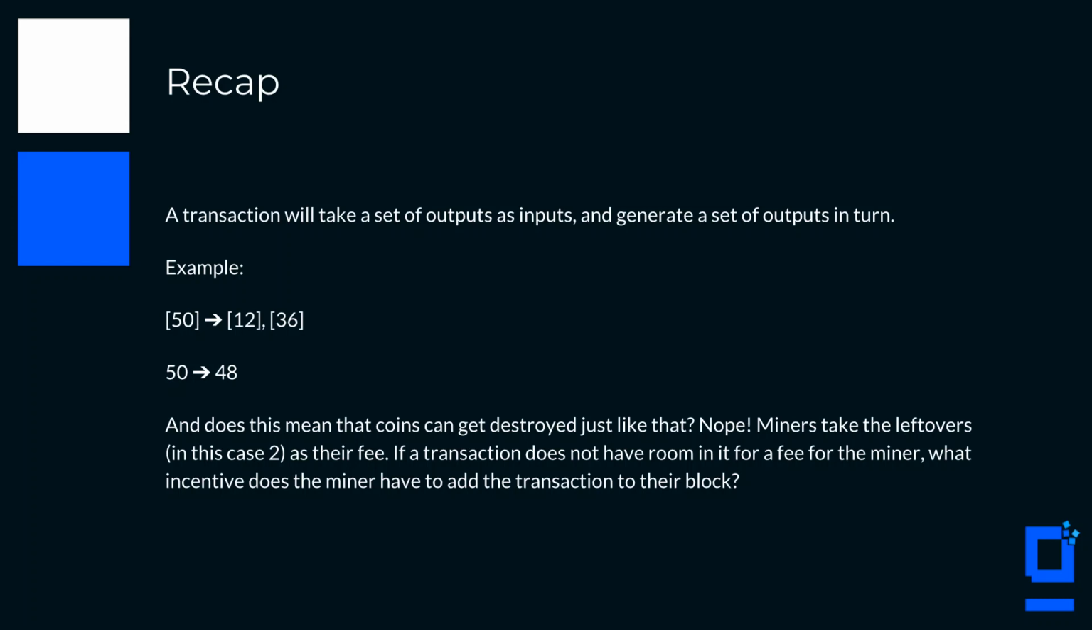Okay, so here's a little recap of how transactions are going to work in our little blockchain project. A transaction has a set of inputs, and those are just old outputs that haven't been spent before, and it will generate a new set of outputs that can be spent later. So here's a little example. We have 50 coins that go in, and you generate two outputs, 12 and 36, right? And the two left over just go to the miner as their fee.